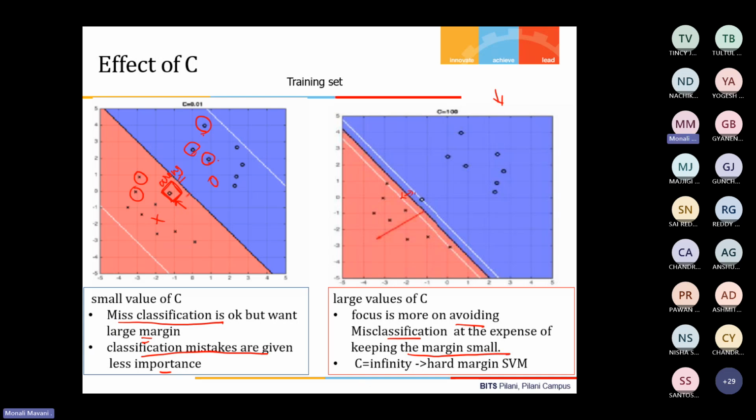So when we maximize the margin, it allows the misclassification, but we do not allow the misclassification and then find the margin accordingly, that we don't want any misclassification to happen. So which of this scenario gives a better generalization performance? Left one or the right one? The left one. Correct.